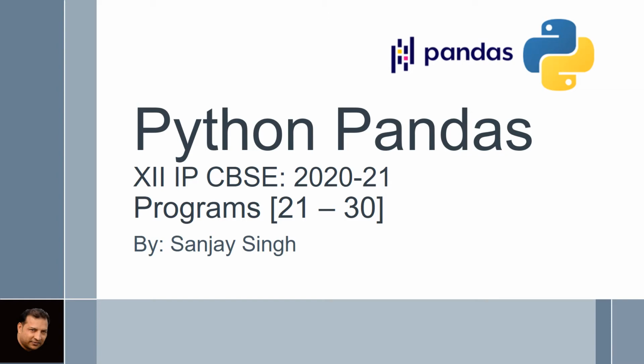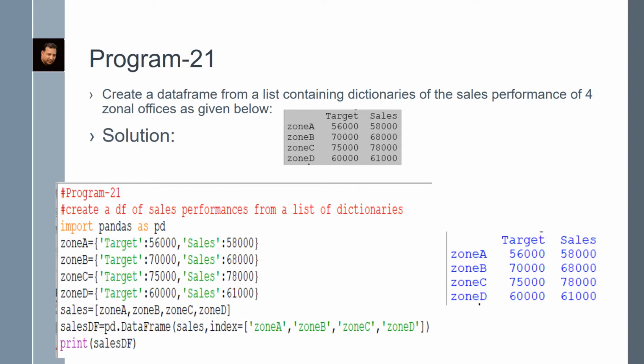Welcome back, students. Let us see some more programs. So this will be our program number 21. Create a data frame from a list containing dictionaries of the sales performance of 4 zonal offices as given below. So this is your data frame. You have to create this. Let us see the program.